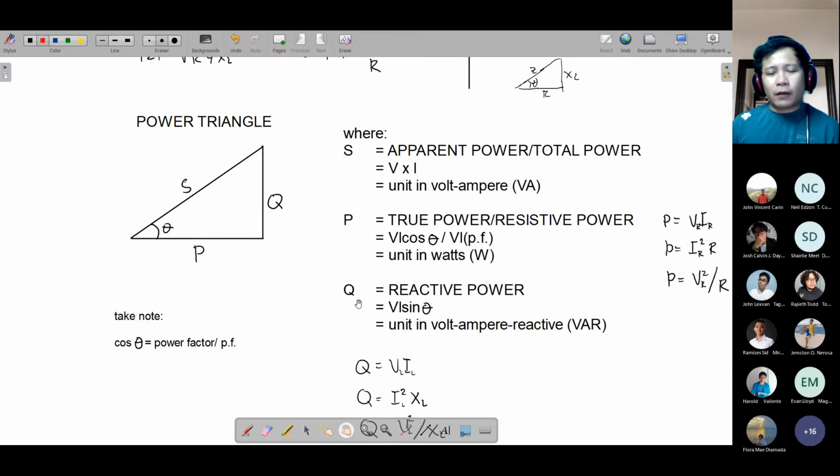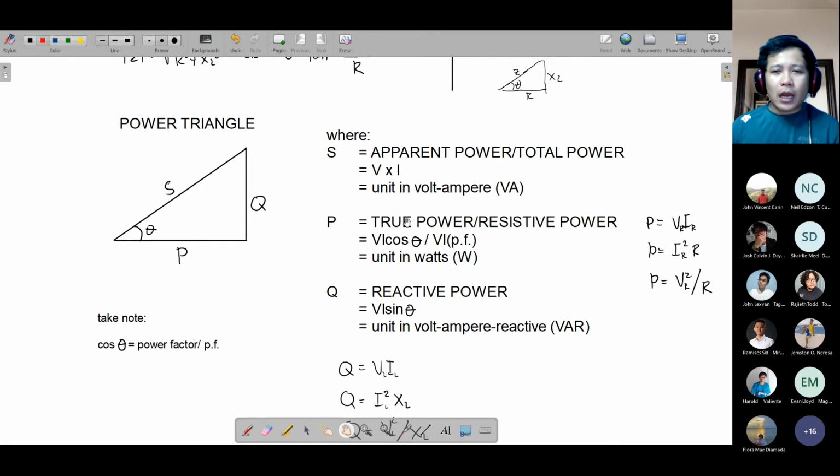To determine the formula or to solve the reactive power Q, you're just going to use the formula VI sine of theta. As you can see, the formulas are the same as for P, the only difference is that P is VI cosine of theta, and Q is VI sine of theta. Okay? Now, the unit of Q is volt ampere reactive or VAR. For example, I have a power Q of 100 volt ampere reactive or 100 VARs.